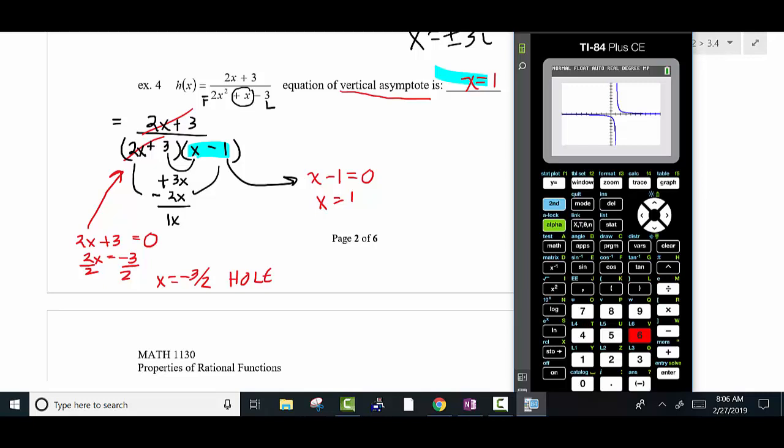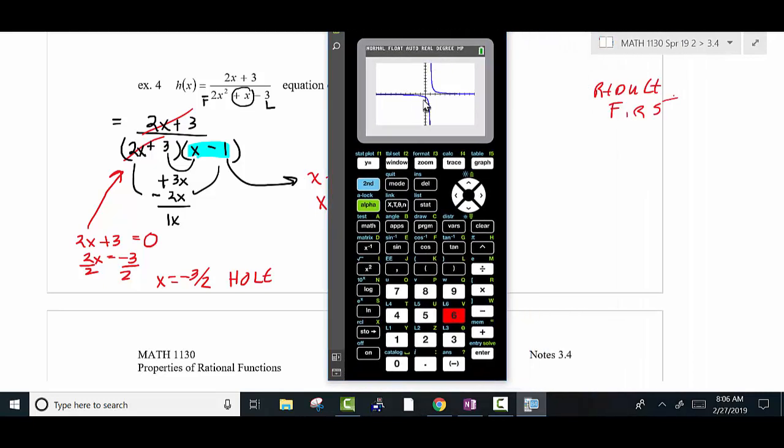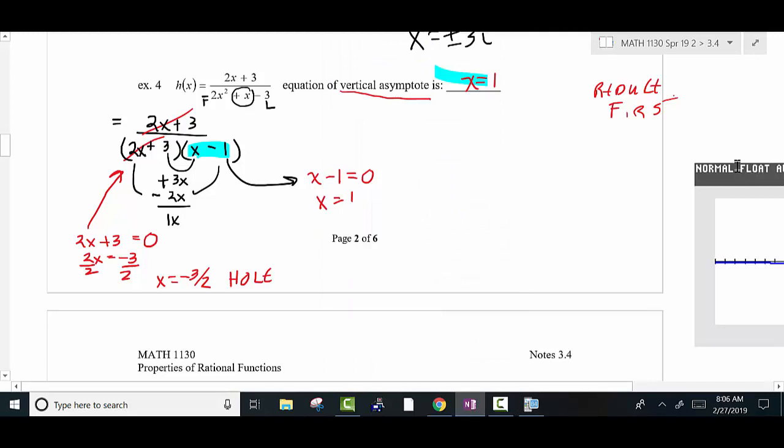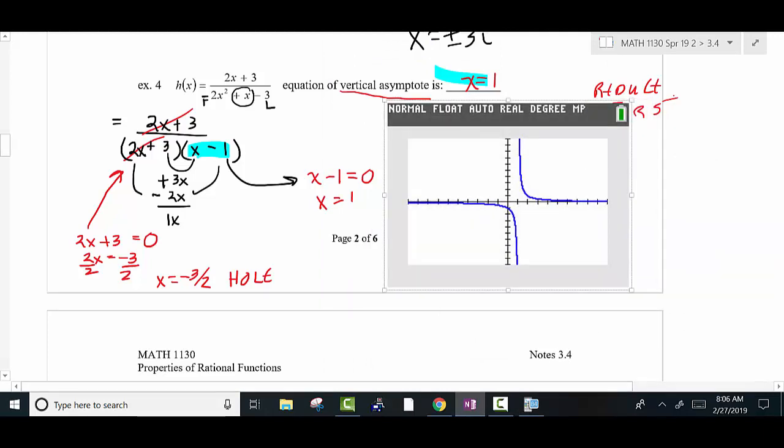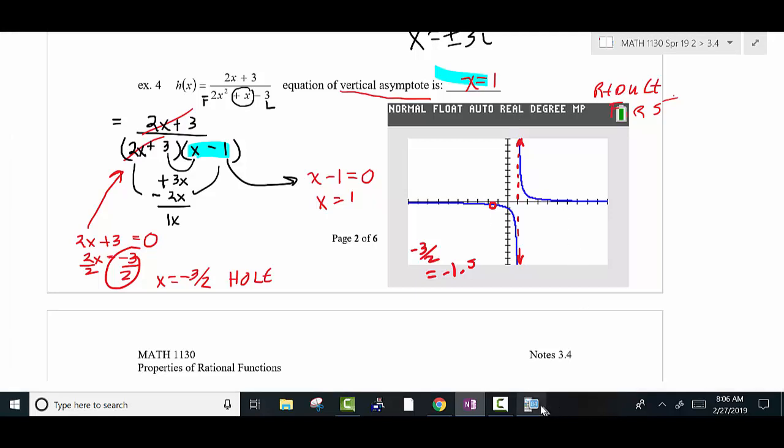Now I'm going to just kind of slide this graph over here at the side so I can kind of explain what's going on here. You don't need to draw a picture of this graph unless you want to, but what happens on this is you have a vertical asymptote there, but at negative 3 halves, which is like negative 1.5, you have a little hole there. You have a little bubble. You are undefined there.